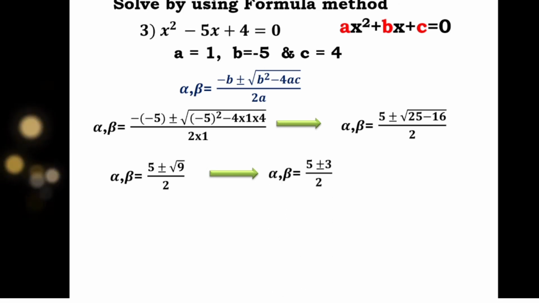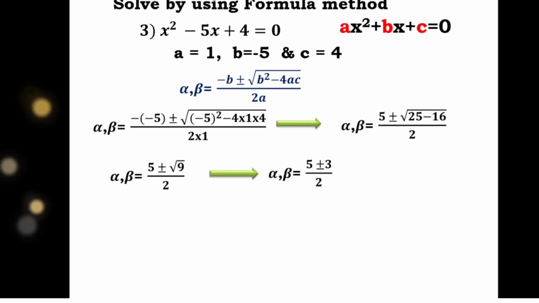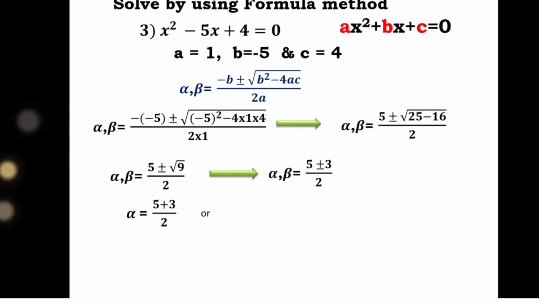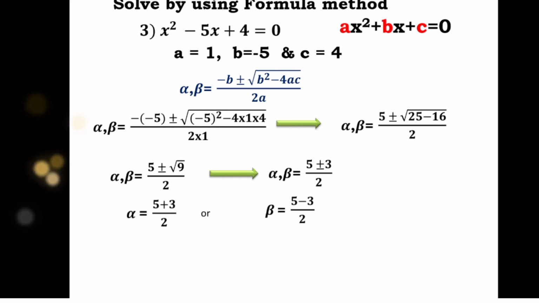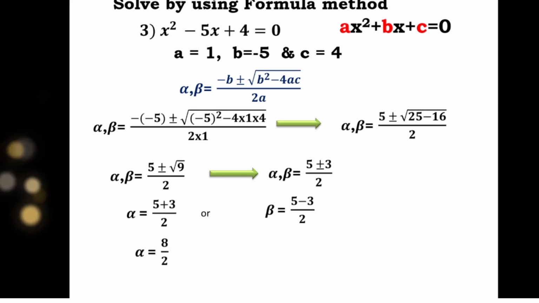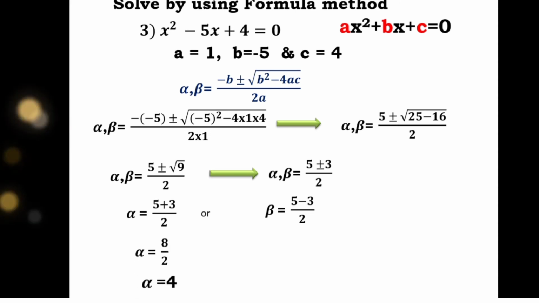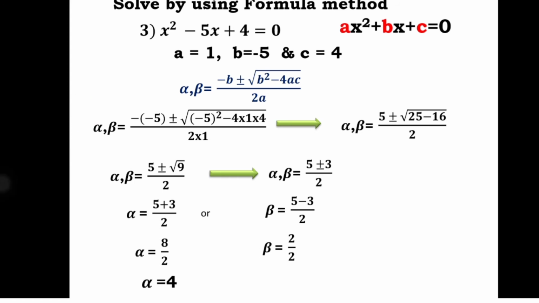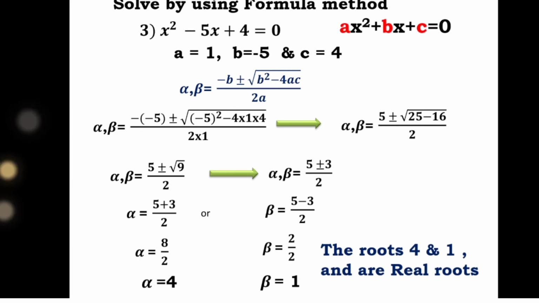Thus now you can separate out the given equation into alpha and beta. One is with a plus sign, and another one is with a minus sign. 5 plus 3 and 5 minus 3, and just solve this to get the roots. 5 plus 3 is 8, divided by 2 will give you 4, whereas 5 minus 3 will give you 2, divided by 2, and the final answer will be 1. Therefore the roots are 4 and 1, and they are real roots. I hope you understood this problem.